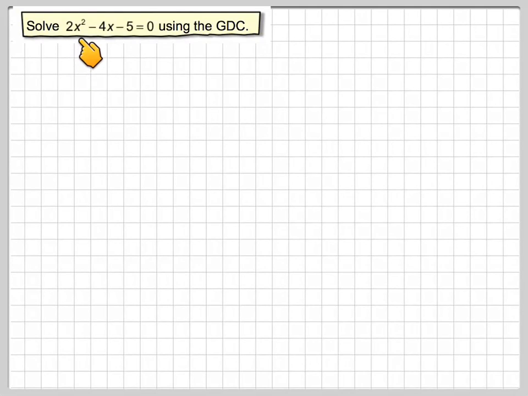Solve 2x squared minus 4x minus 5 is equal to 0 using the GDC. So now we're going to use the GDC to solve the equation. I'm going to show you two methods to do this. First of all, we're going to use the TI-Nspire calculator, which is what we use at Bangkok Pattern School.